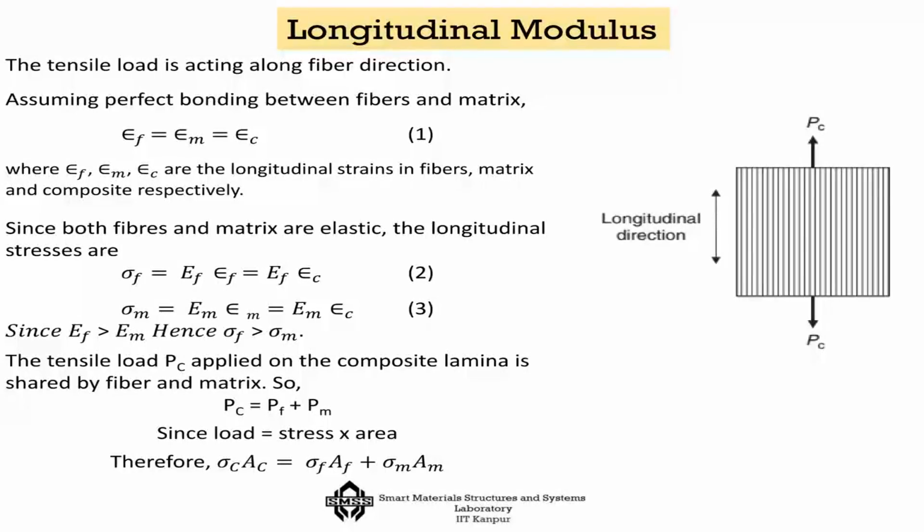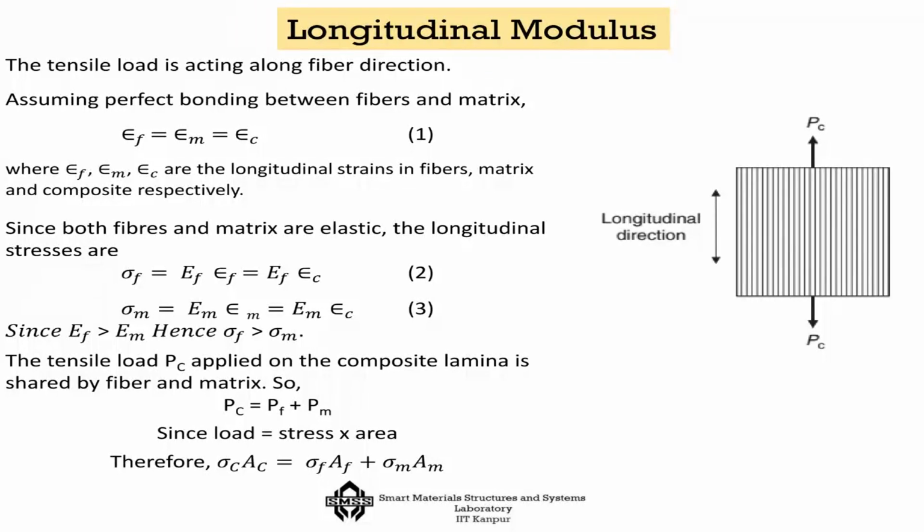So we can say here that epsilon f equals epsilon m equals epsilon c, and the load is shared between the two, that is, PC equals PF plus P matrix. This is how the load is shared between the two. Now, in terms of the stress, if I want to define each one of these loads, how do I do it? PF is nothing but sigma f AF, and sigma f is actually EF epsilon f, and since epsilon f equals epsilon c, you can also write it as EF epsilon c.